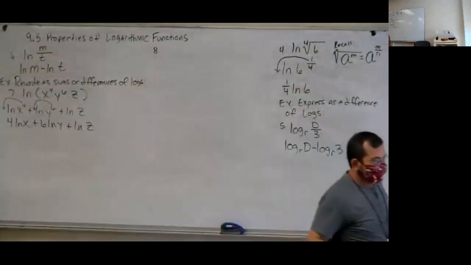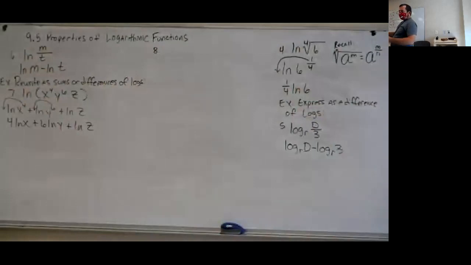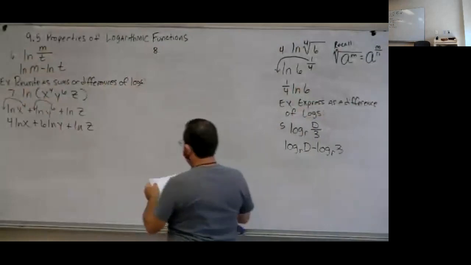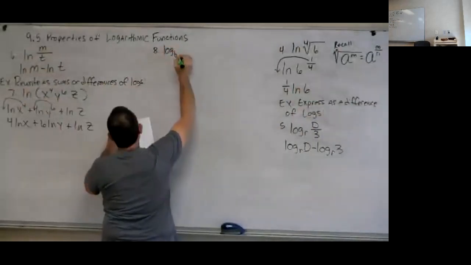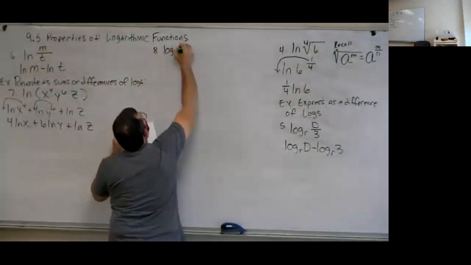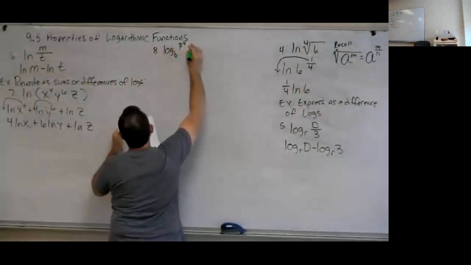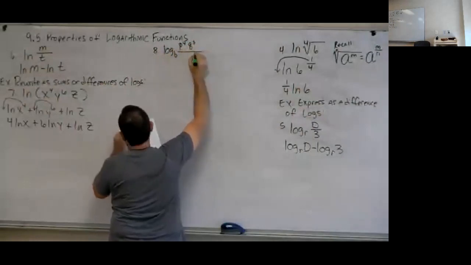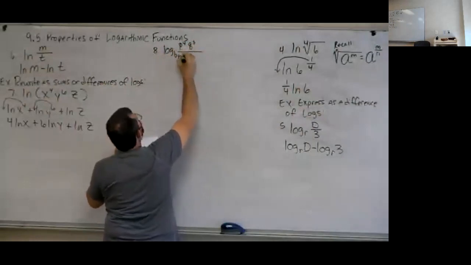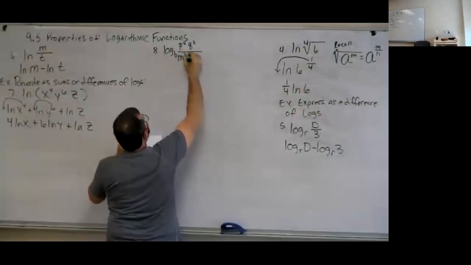Y'all good on that? All right, here's one of the first tricky ones. I got a log base b. On top, I got a p to the 4th, q to the 5th, all over, m to the 3rd, b to the 9th.